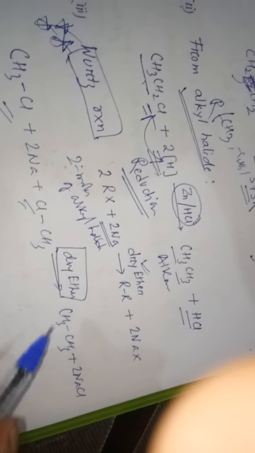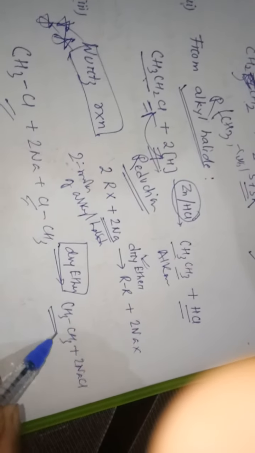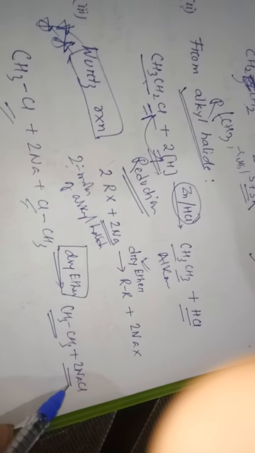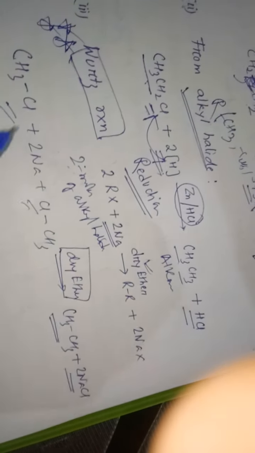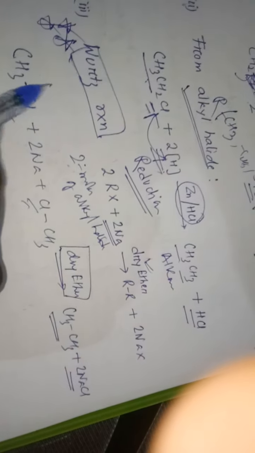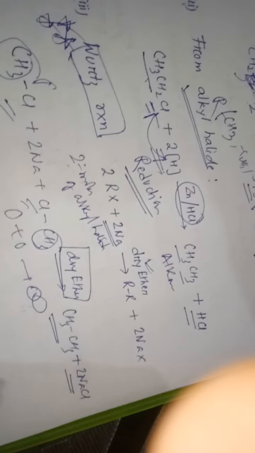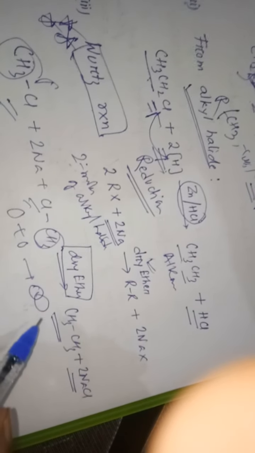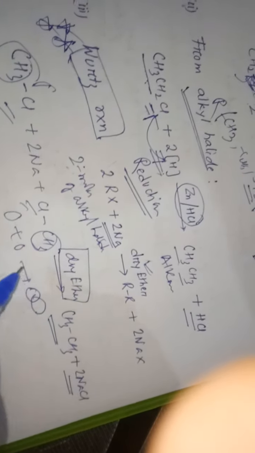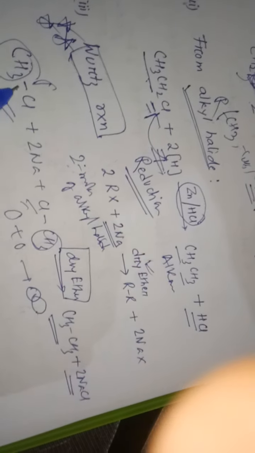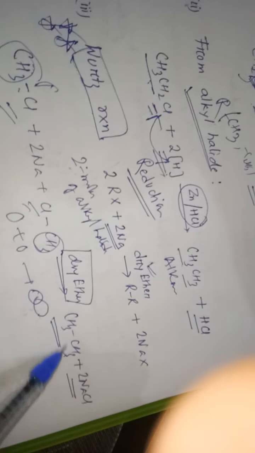You take dry ether, forming CH3-CH3 plus 2 NaCl. So we are starting with one CH3 group and this is another CH3 group. If I take this one plus this one, they join and give you the double one. So from a one carbon system, we are getting a 2 carbon system. So this one is suitable for an even carbon system.